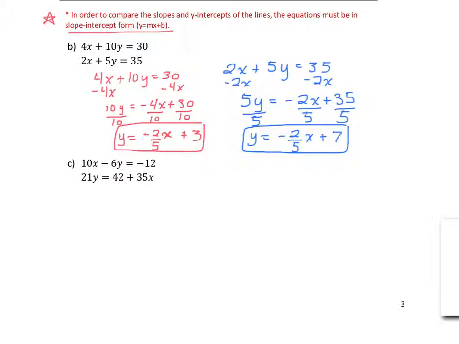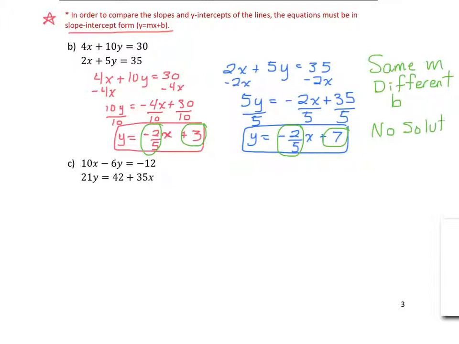So now we compare the slopes and the y-intercepts from each equation. The slope from the first equation and the slope from the second equation are the same m value. However, the y-intercepts are different values, so they have different b values or y-intercepts. Therefore, we can conclude that this system of equations are parallel lines. Same slope, different y-intercepts means no solutions.